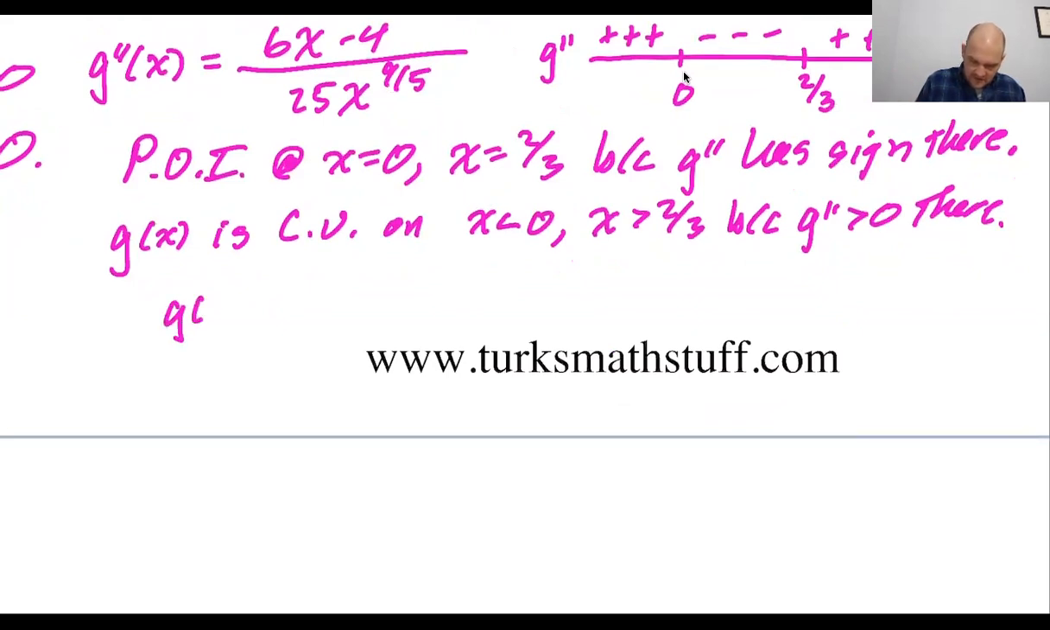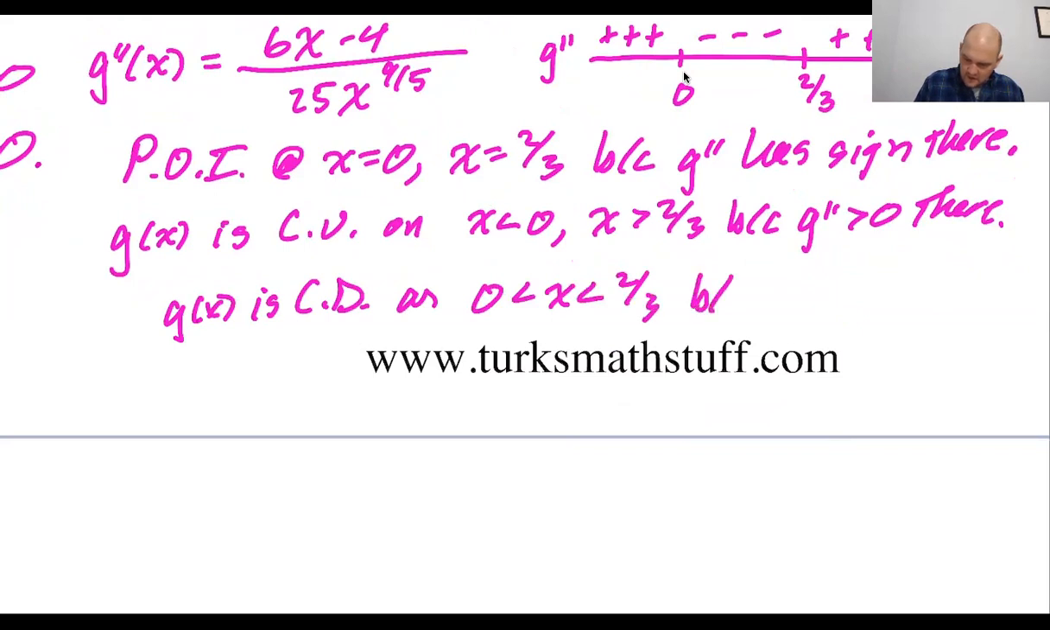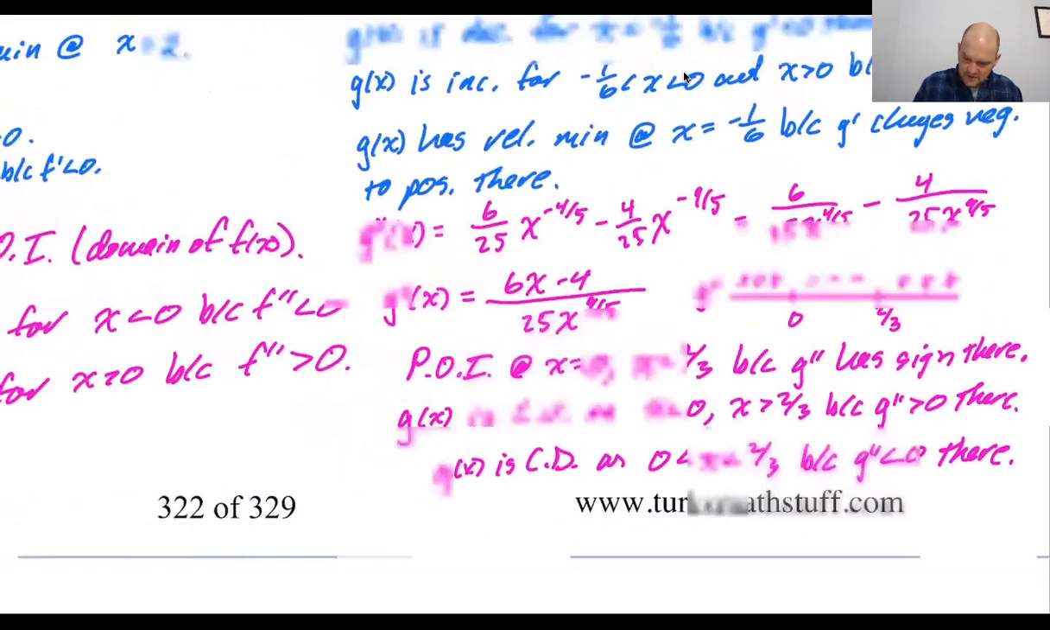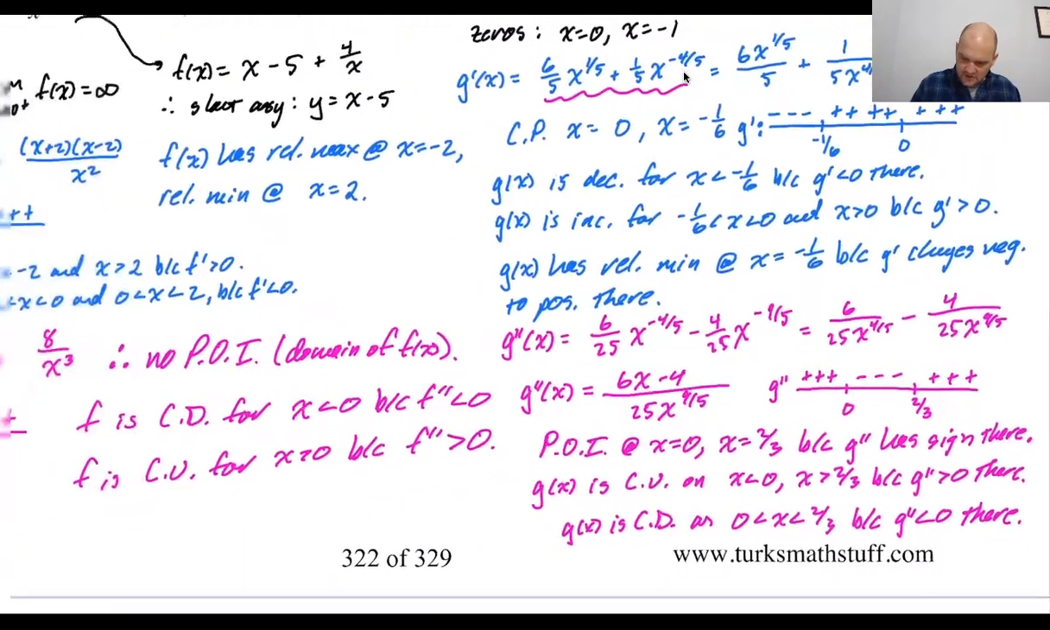And then G of x is concave down on 0 to 2/3, because G double prime is less than 0 there. All right, so we got a lot of features.